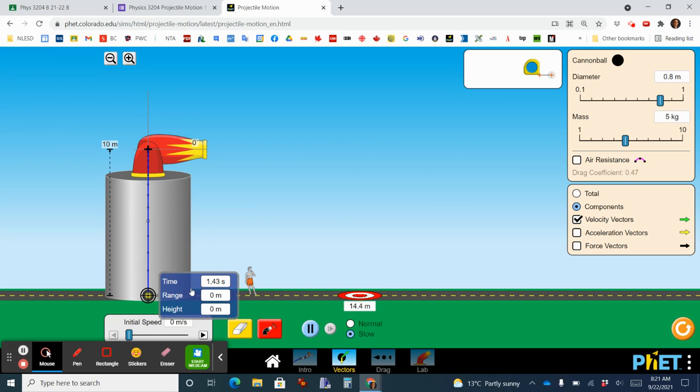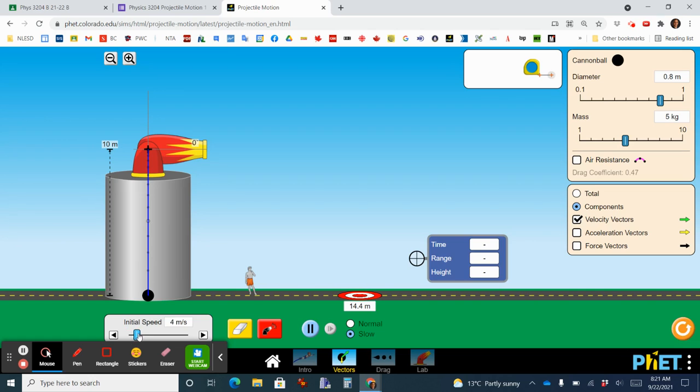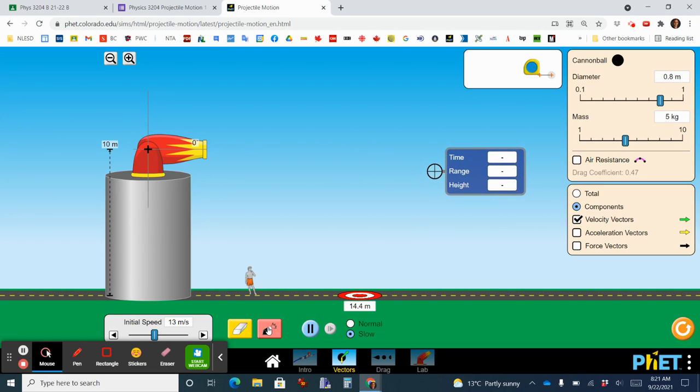We can place this measuring thing here, and we can find out how long it took to fall. So 1.43 seconds. The range, which is the horizontal distance that it went, is obviously zero, and the height at this point is zero. But what we can do now is change this and give it any kind of initial horizontal velocity. So it's going to be launched sideways. And let's see what happens.